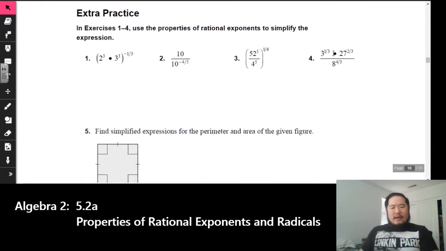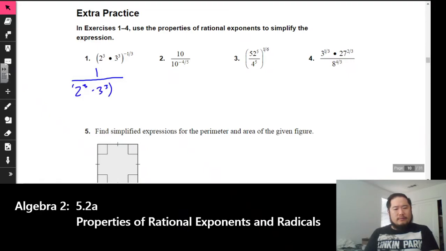All right, so we've got a lot of different scenarios that we're going to be looking at here. And so let's go ahead and take a look at number 1. Look at here. We are starting off with the doozy. We've got ourselves 2 to the third times 3 to the third, raised to the negative 1/3 power. So remember, we do not want negative exponents. So what ends up happening right here is I want to go ahead and rewrite this as 1 over 2 to the third times 3 to the third. And then let's go ahead, we'll raise that now to the positive 1/3 power.